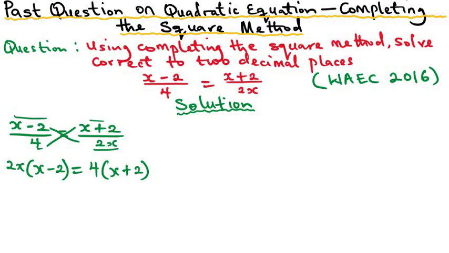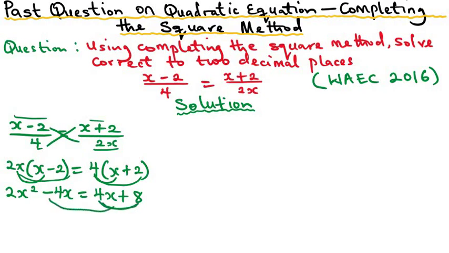Now the next step we have to do is to clear the bracket. Now 2x times x gives us 2x squared. 2x times minus 2 we have minus 4x, equal to 4 times x gives us 4x. Now 4 times 2 we have plus 8. So the next step is to take all of this from the right hand side to the left hand side.